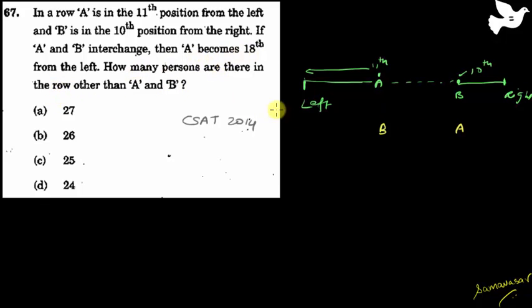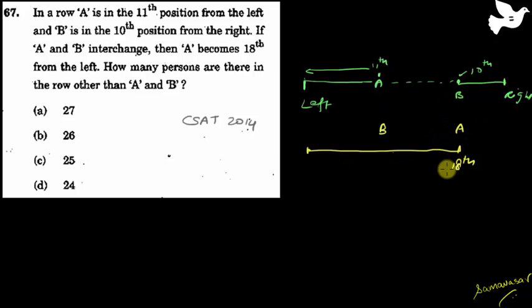Then A becomes the 18th from the left. This means from the left, this guy. So basically I can just remove this. Let me just work on this. So initially B was the 18th from the left. This is what I have. So how many persons are there in the row other than A and B? So in this case, let me take B.